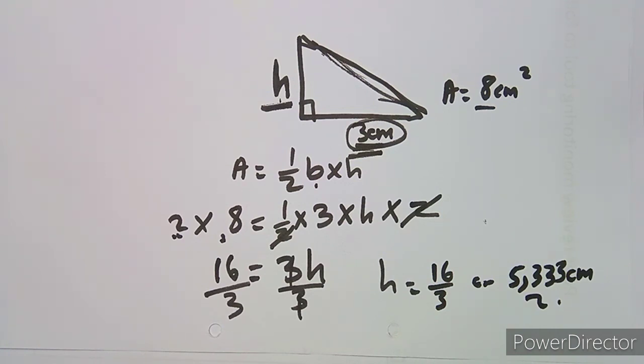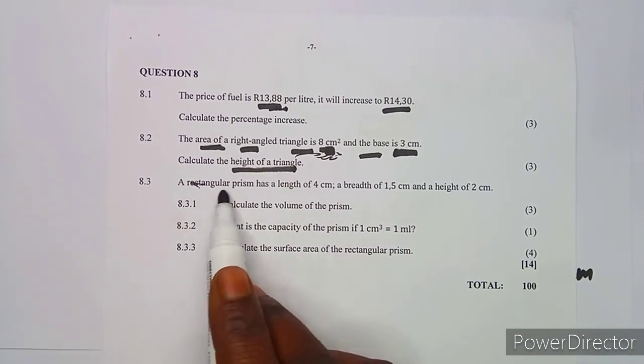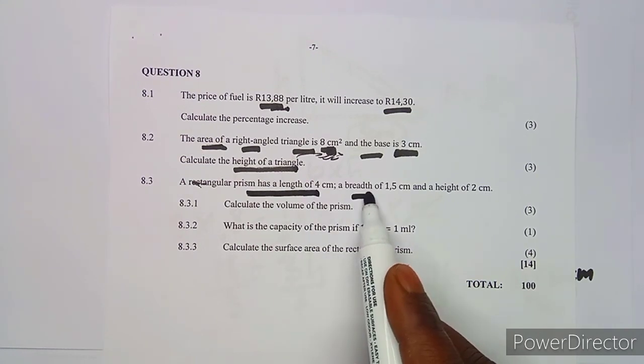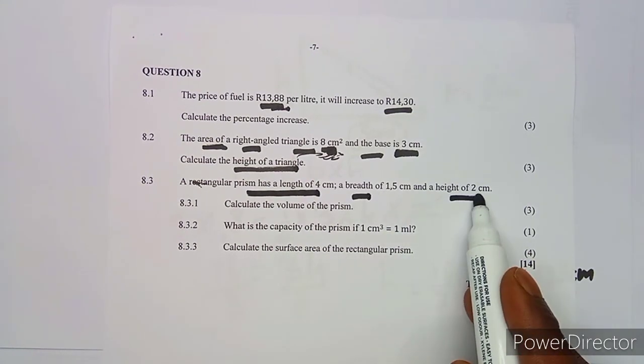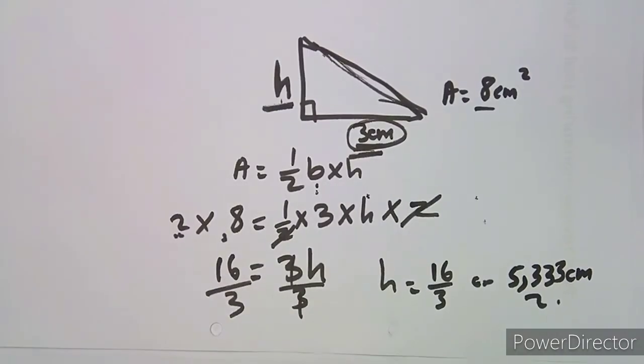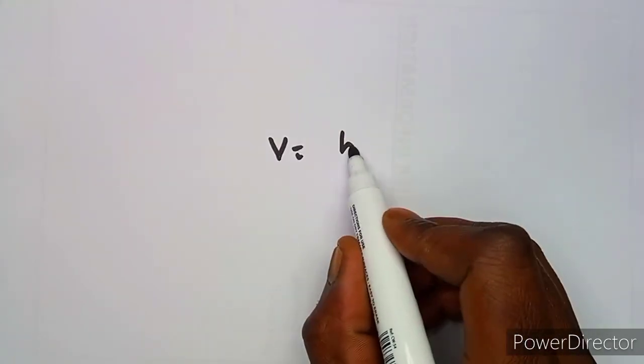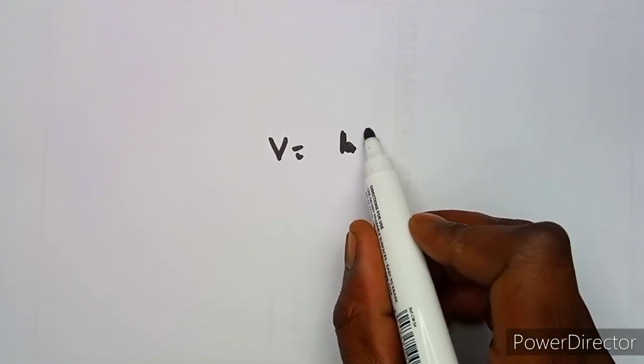So actually these questions, they can ask in any manner. What you need is to be very, very careful with the way that you attempt or answer it. Then we are given a rectangular prism, and we have the length, the breadth, and the height. And the question is to calculate the volume. So remember, if it is a rectangular prism, the volume is equivalent to LBH.